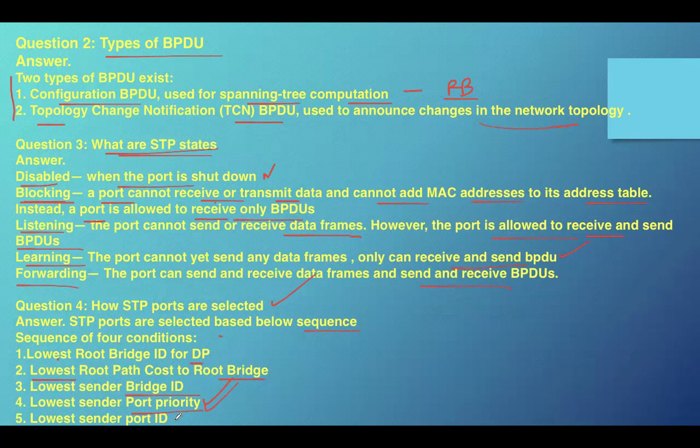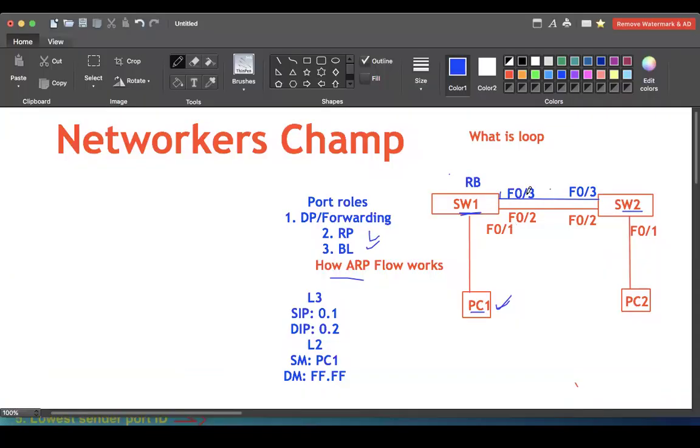The final is the sender lowest port ID. Port ID means the interface ID. Who is the sender? Switch 1 is the sender. Which interface is the lowest here on switch 1? F0/2. So F0/2 means this interface leads to here F0/2. This would become root port. Now because root port is selected, they are already DP here. Let me put it here just for your convenience. This is DP. This is RP.